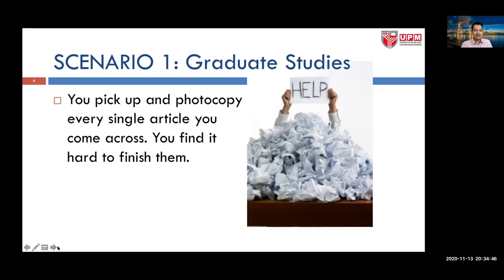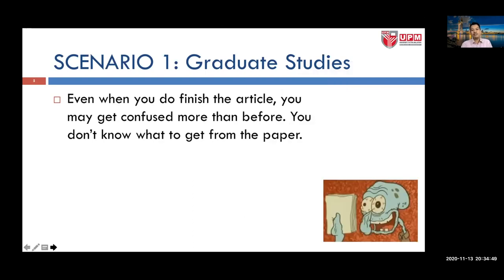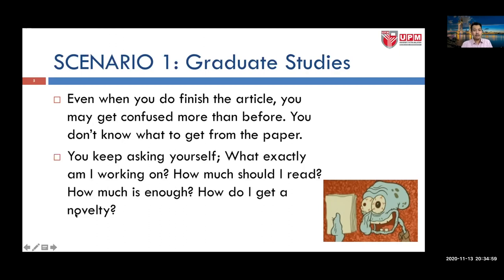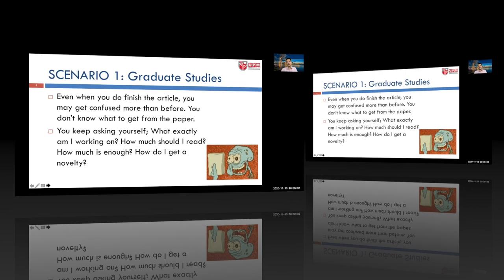You need help, right? And then another scenario: even when you do finish reading the article, you may get more confused than before. You don't know what to get from the paper. So you keep asking yourself, what exactly am I working on? How much should I read? How much is enough? And how do I get a novelty? Some students, after year one, year two, especially by research, and even some PhD students after 5 years, still cannot get the skill of reading papers. So it's quite tough, actually. But there is a way to overcome it.